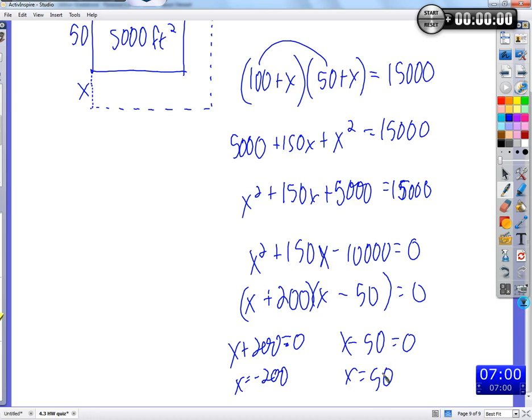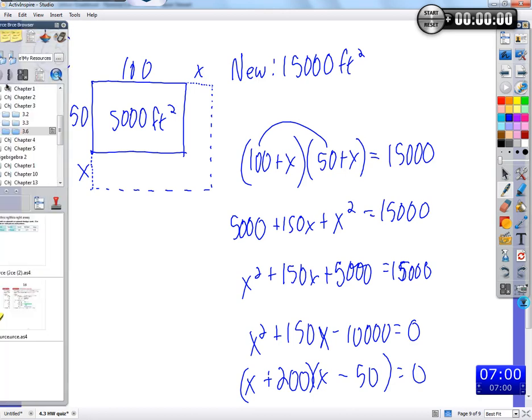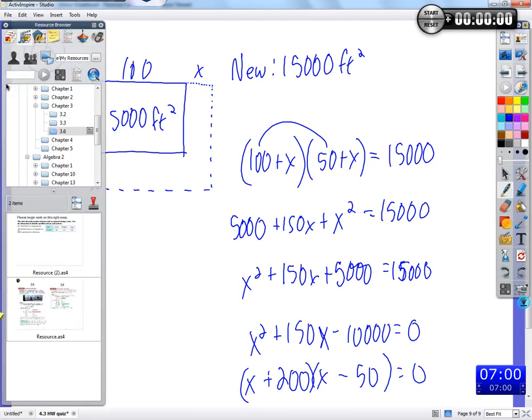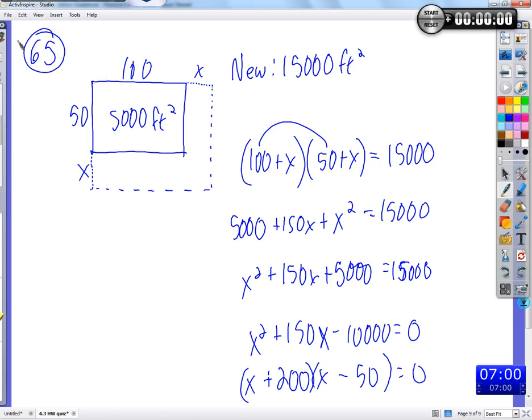Which one of these makes more sense? 50, because we're going to add a distance onto a length and a width. You can't add a negative distance. Well, in life, what would that look like? We'd add negative 200 to this, which means we'd tear all this up and add it this way, so that our skate park winds up being over here and being the right size. But that's just stupid. So we should use 50 and not negative 200.